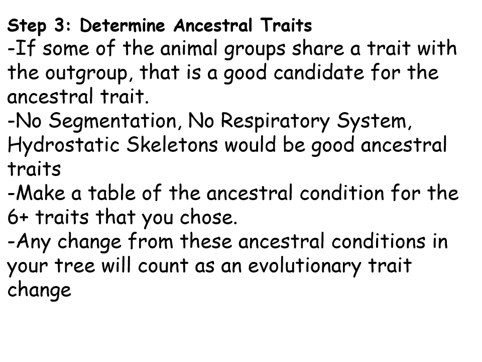So basically make another table for those 6 or more traits you chose. What do you deduce to be the ancestral condition for those traits? And then any changes from those ancestral conditions in your tree leading up to your 7 animal groups will count as an evolutionary trait change.